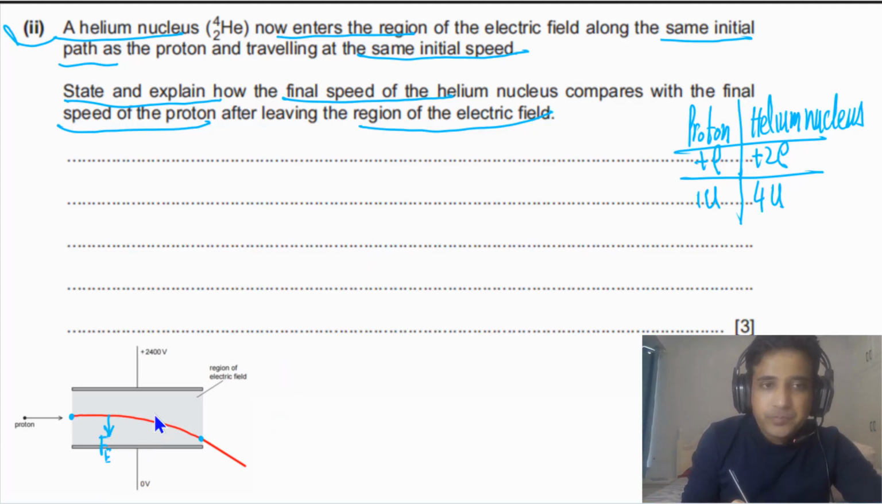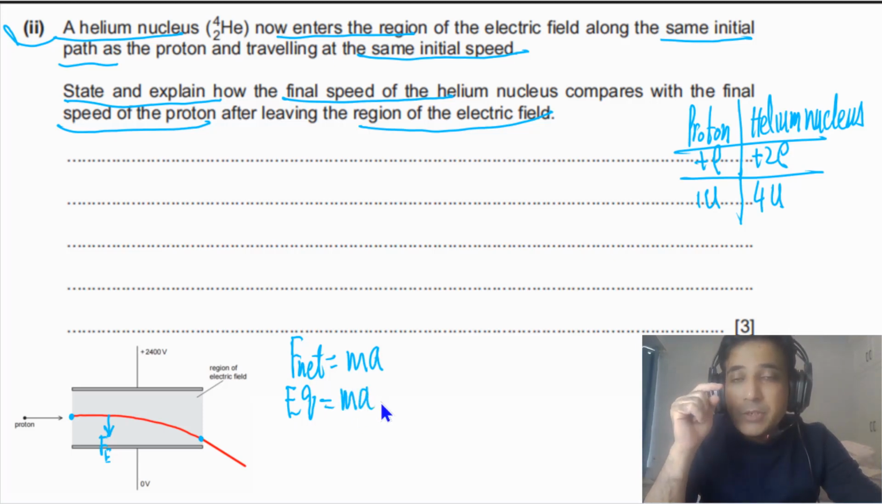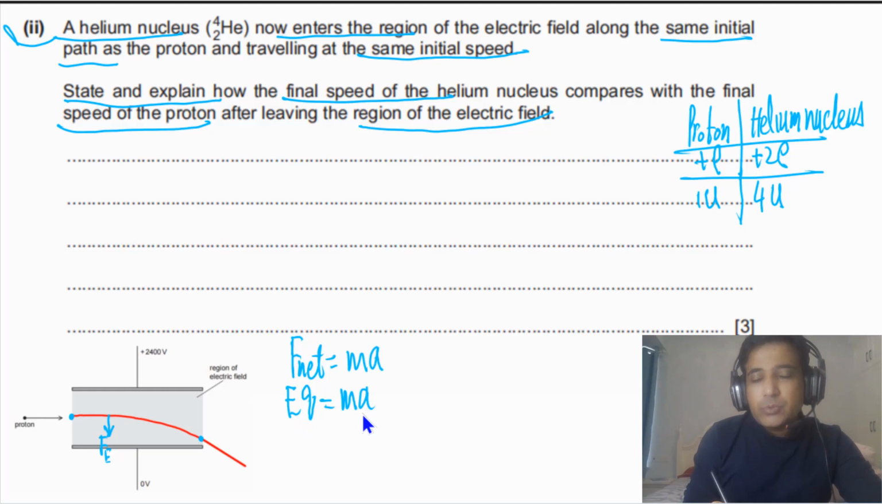For the helium nucleus, we can simply write F net is equal to ma. Then we can compare this one with the proton as well. F net is equal to ma, and F net in this case is only due to the electrical force. So we can say Eq is equal to ma. As I said before, in this case we will ignore gravitational force, because gravitational force in the electric field is negligible as compared with electrical force. So that's the reason we are simply saying Eq is equal to ma. From here we can find the value of the acceleration, meaning the vertical acceleration. So this is equal to Eq divided by m.